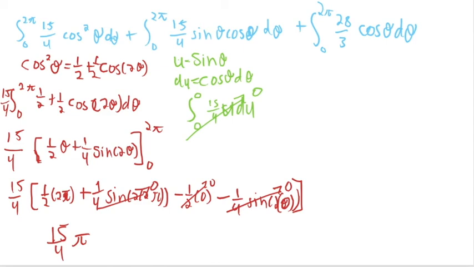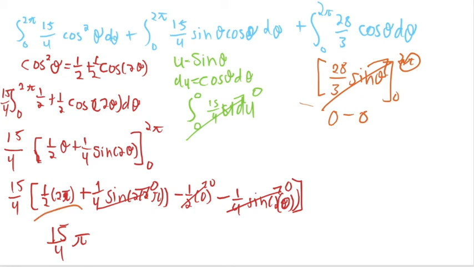The last integral we're going to solve out for is this one right here. And that's going to be 28 over 3 cosine theta. So that's going to come out to be 28 over 3 times sine theta, from 0 to 2 pi. Well, we already looked at the other cases, and it's going to come out to 0 because sine of 2 pi is 0 and sine of 0 is also 0. So we're going to end up with 0 minus 0 times 28 over 3, which makes no difference. So this all comes out to be 0 as well. So our final answer is 15 over 4 pi.